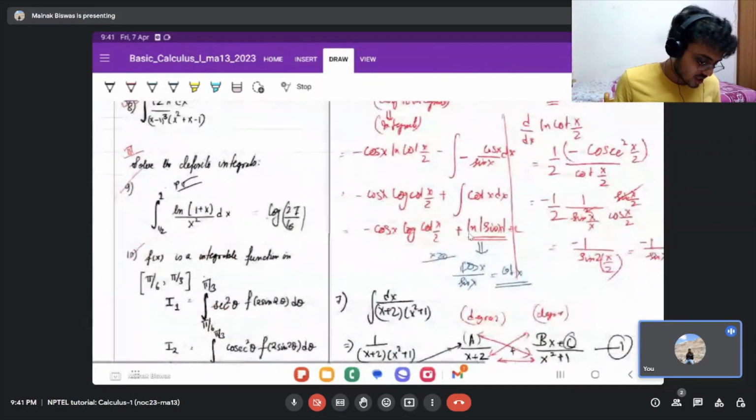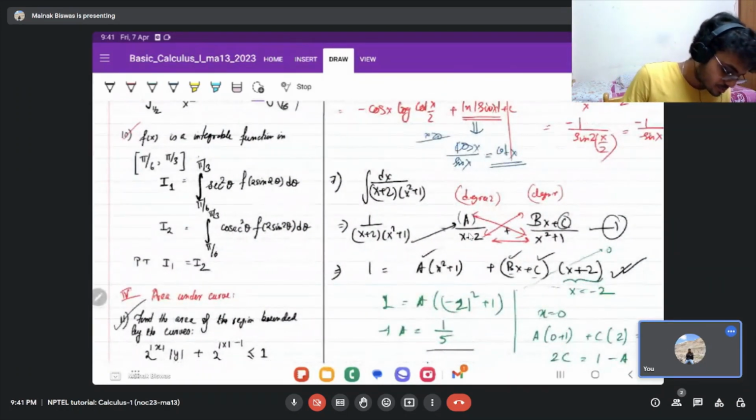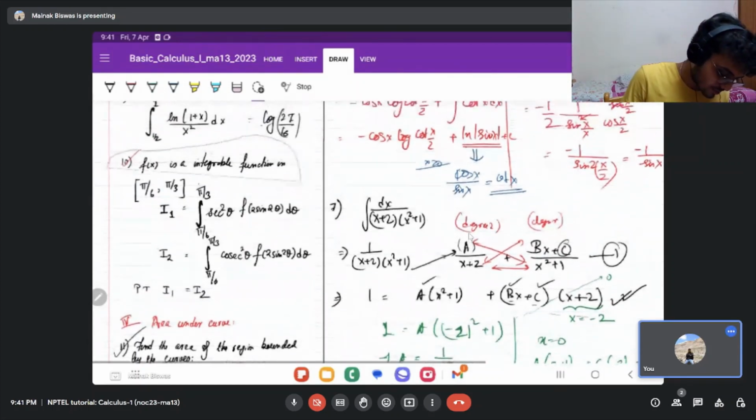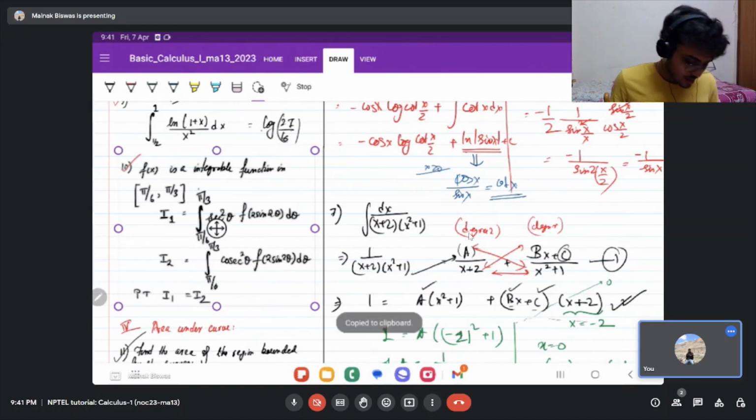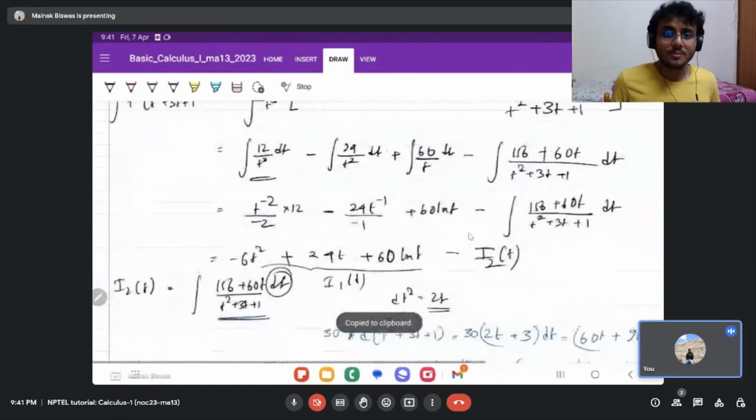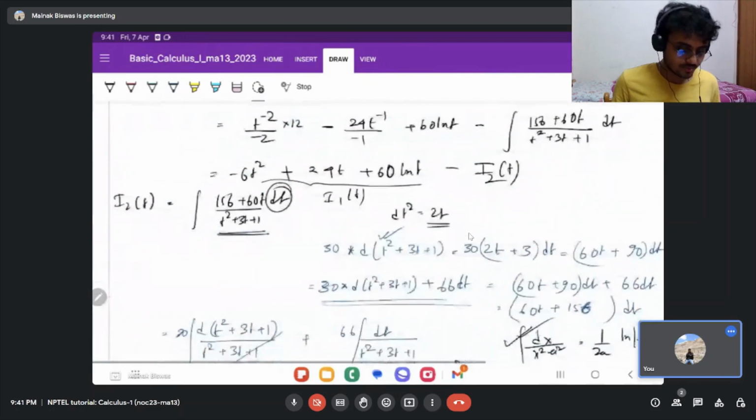So the next question is using properties of integrals, right? So we'll be using properties of integrals here. Let's see how you can use the properties of integrals to solve this question.